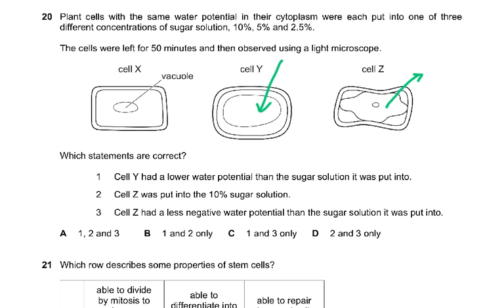Cell Z has a less negative water potential. So this is, say, -5 and outside is -10. So that is why water has moved out: -5, -10, less negative to more negative. Less solute means more free water molecules, higher water potential. So always write some figures down and do some homework on it to make you understand. So that is why the answer to question number 20 is A: 1, 2, and 3 are all correct.